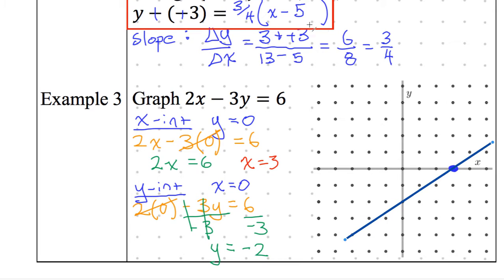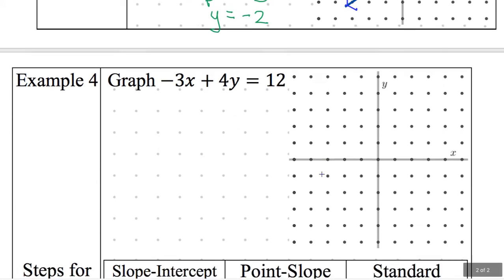and continues going on. For some reason that green dot went away, so I'll put that back on. And of course, don't forget your arrows. All right, and there it is. Let's do one more example on the back. So let's graph this one.